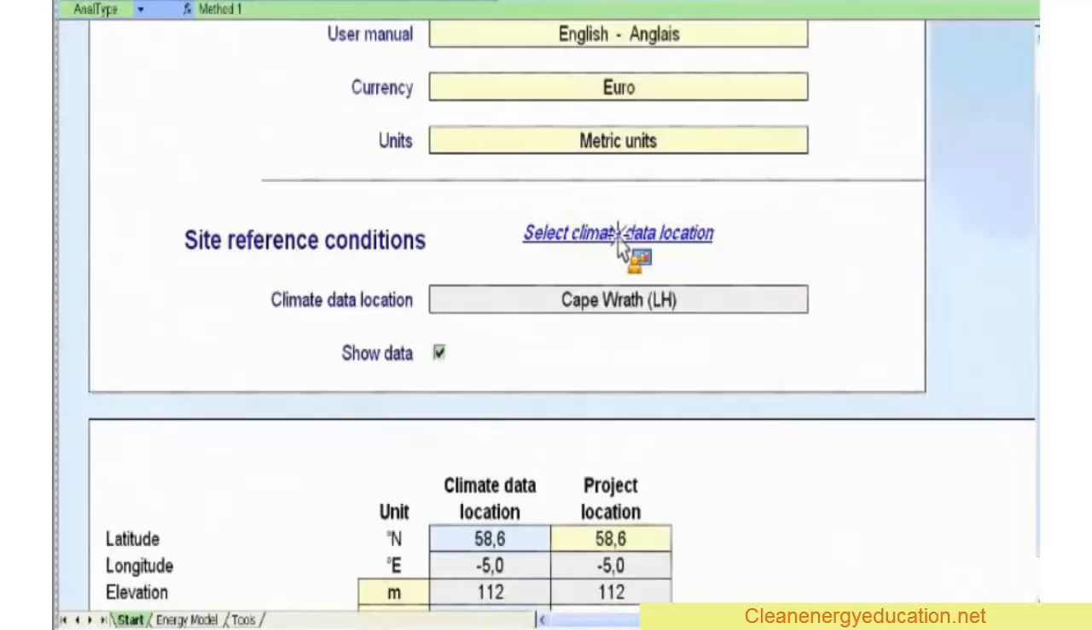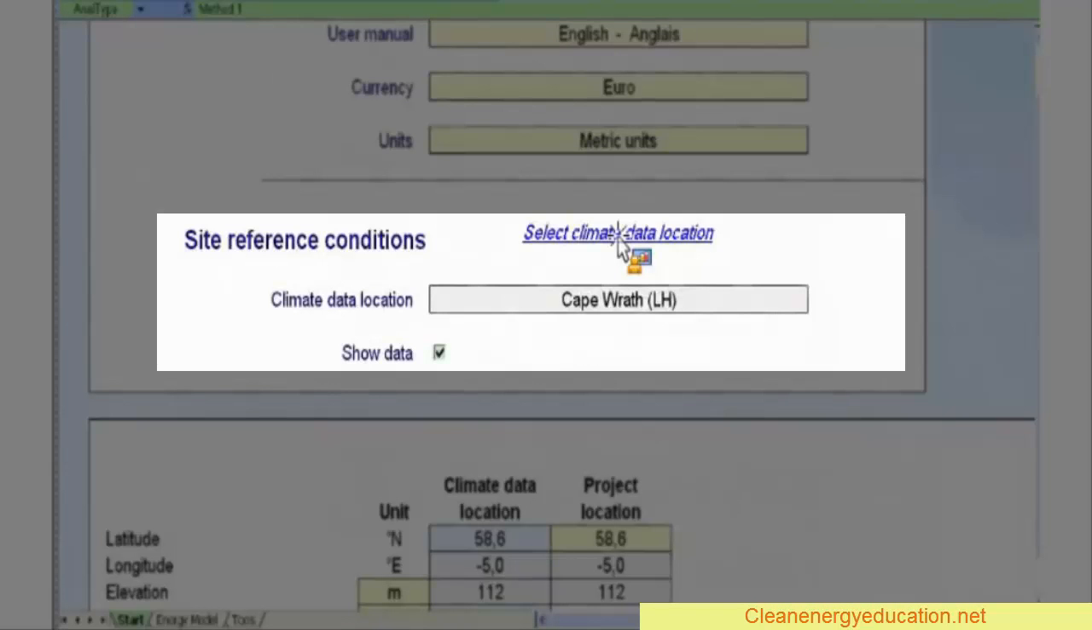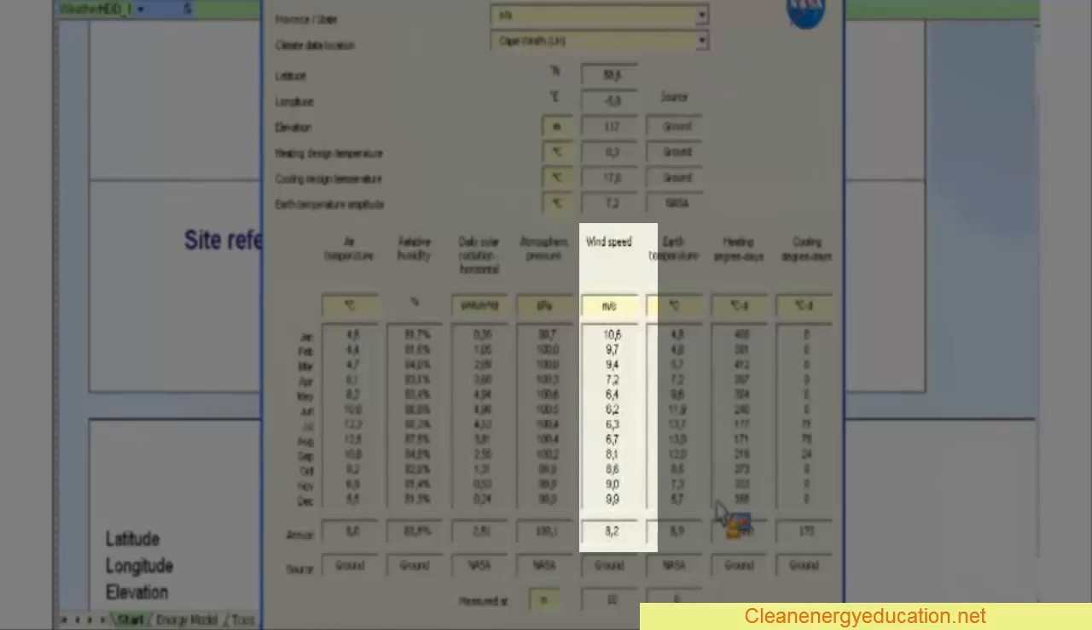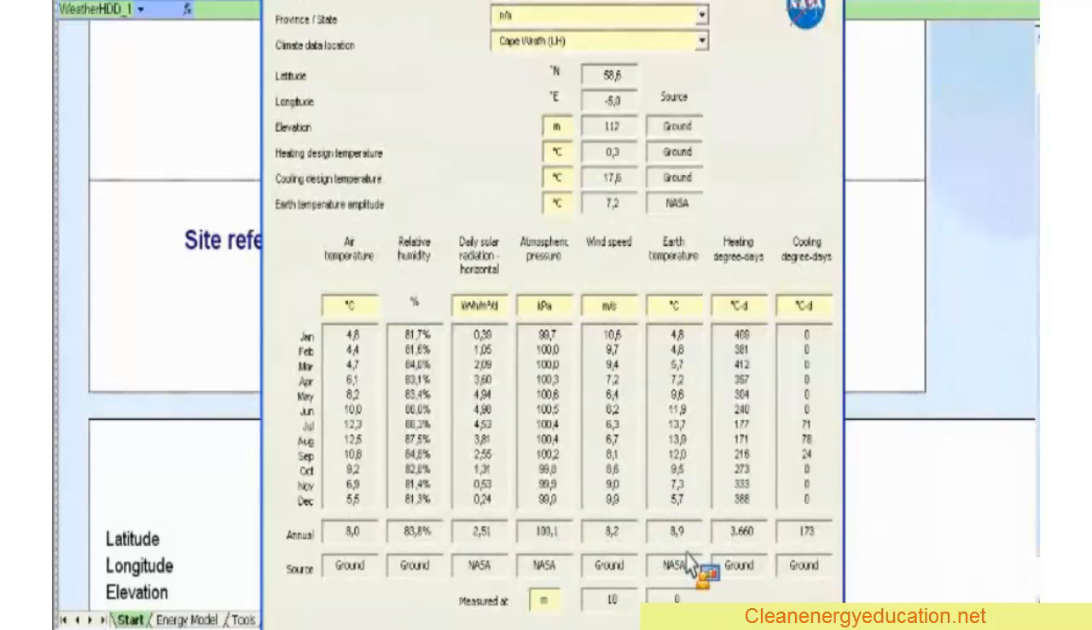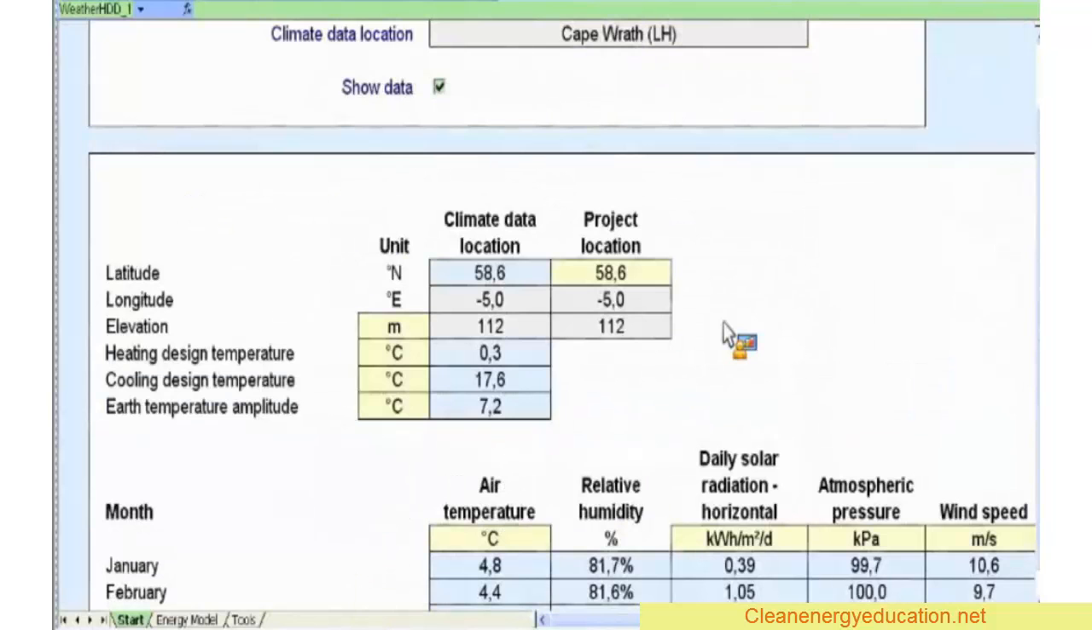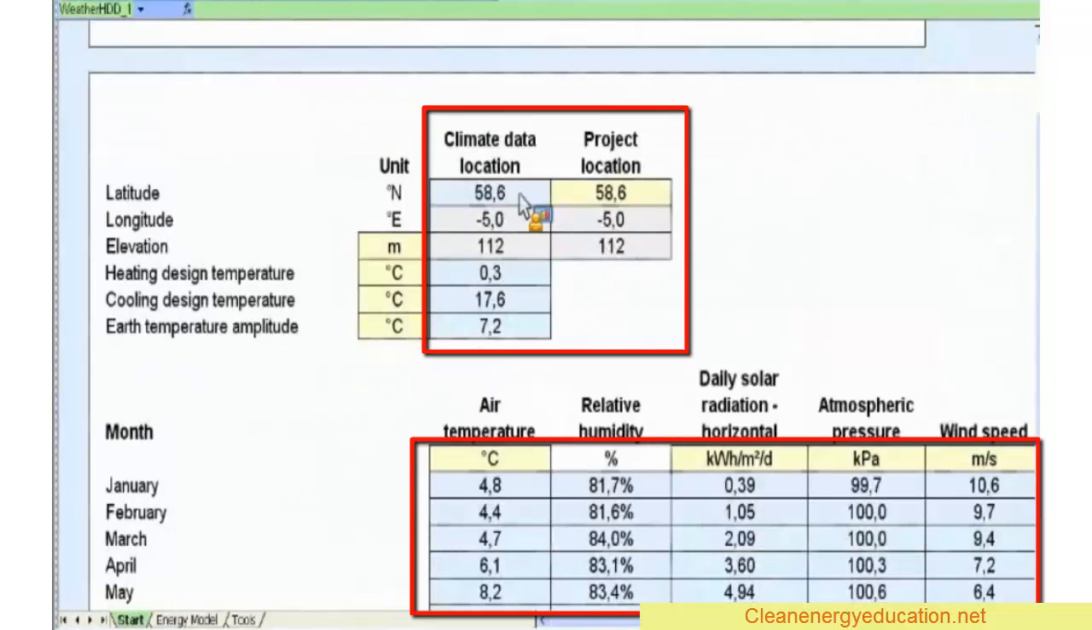For site reference conditions, we have a database. Then by clicking we can choose the country, so we choose United Kingdom, and a particularly windy location in Scotland. So we have good wind speed there. Not so much solar irradiation, but there is a good wind speed. So we click OK. Then we have the possibility to see the data.